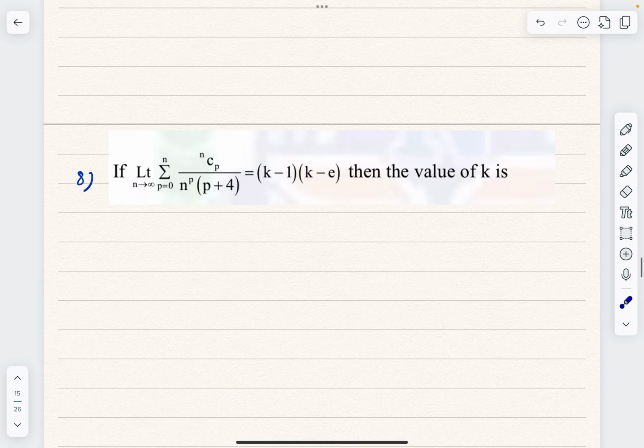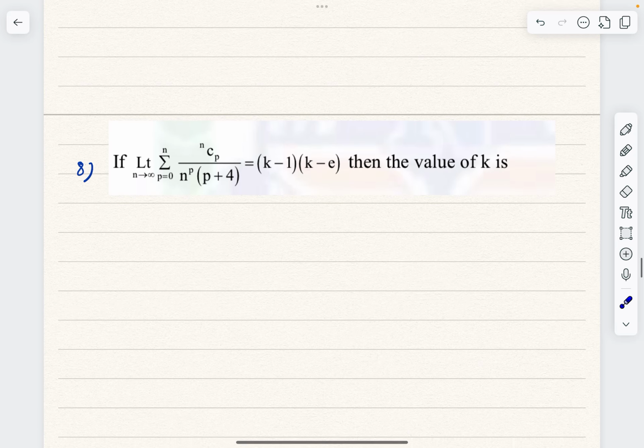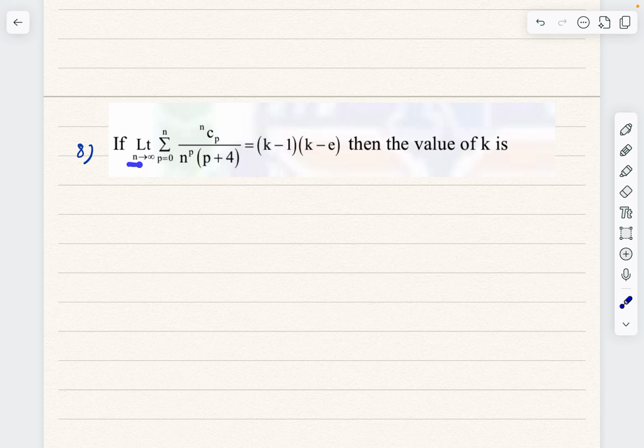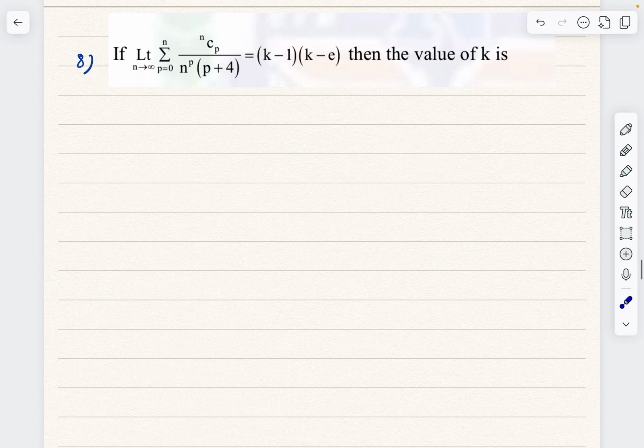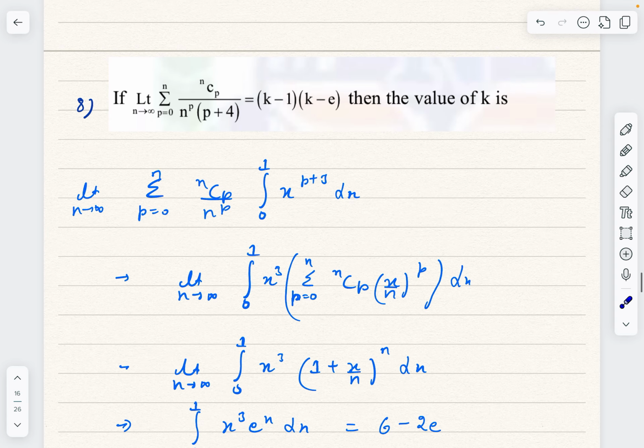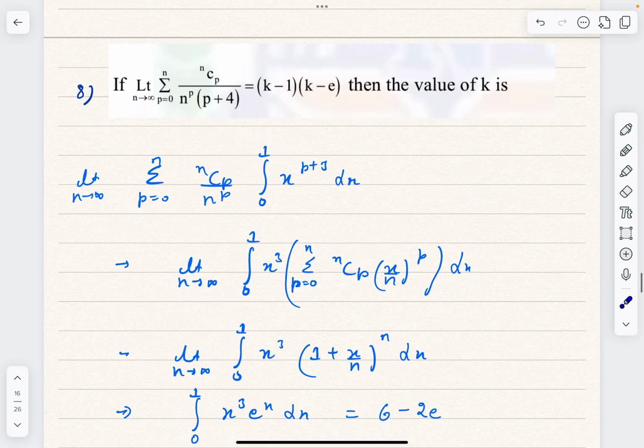Next. A good problem again: limit n tends to infinity, summation p from 0 to n, nCp by n^p into 1 by (p plus 4) is equal to (k minus 1) into (k minus e), then the value of k is. Let us see this, guys. First of all, again, a very good problem here.